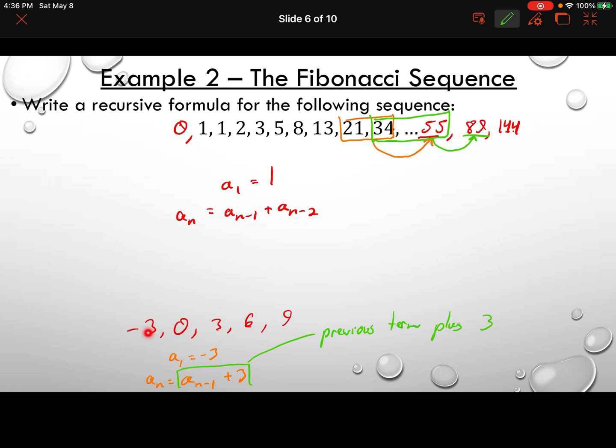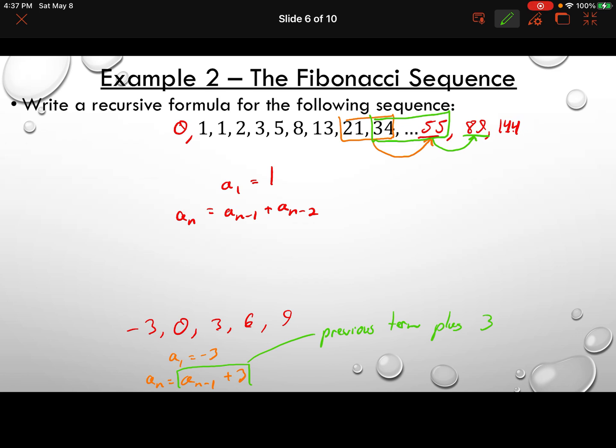To find 0, we do -3 plus 3. To find 3, 0 plus 3. To find the next one, we would do 9 plus 3. Give us 12, so on and so forth. Okay, so that is what we're doing. And that is how you would find a recursive formula for a given sequence.